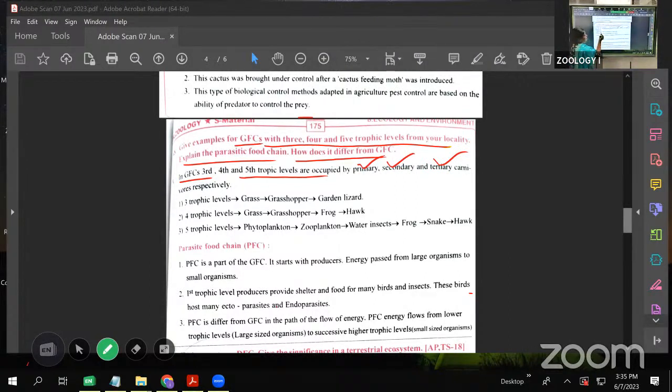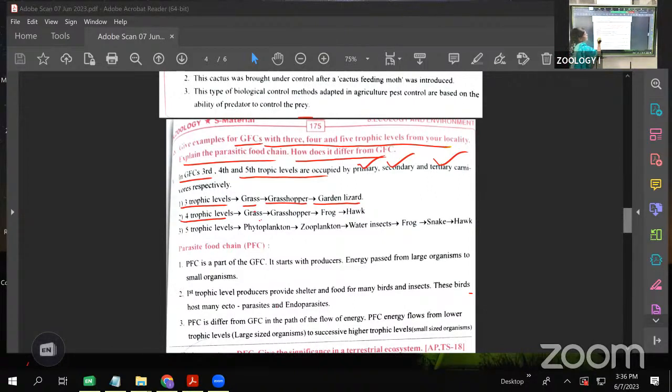See this one. For 3 trophic levels, what will be there? Grass. On the grass, the grasshopper depends. On the grasshopper, the garden lizard depends. Only 3 trophic levels are present. What about 4 trophic levels? Grass, same. Grasshopper depends on the grass. Frogs depend on the grasshopper. Hawk depends on the frog. Here, 4 trophic levels are there.